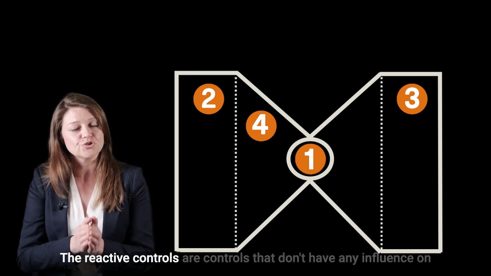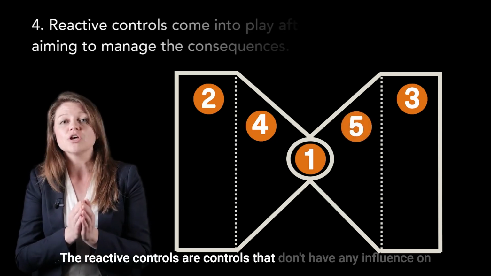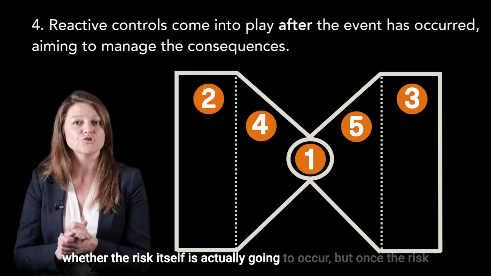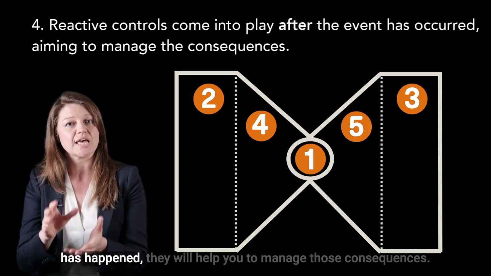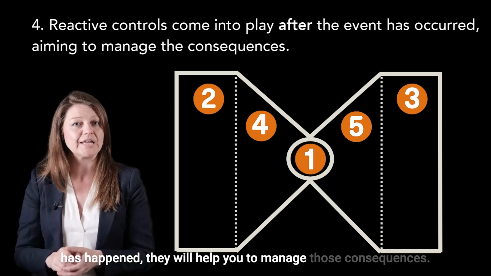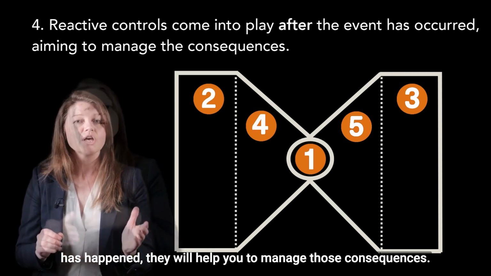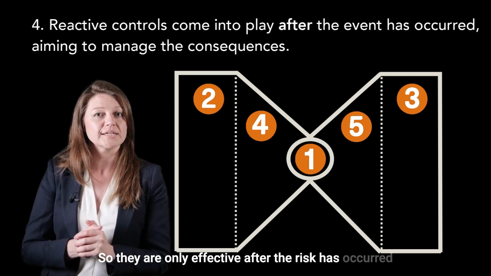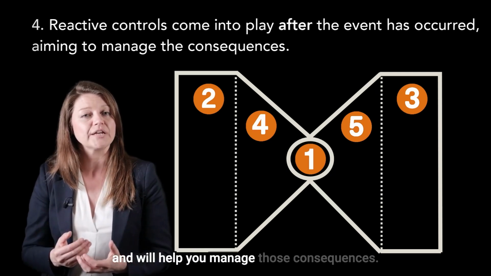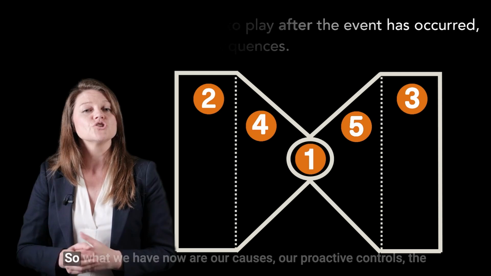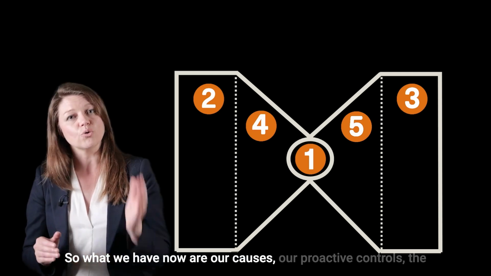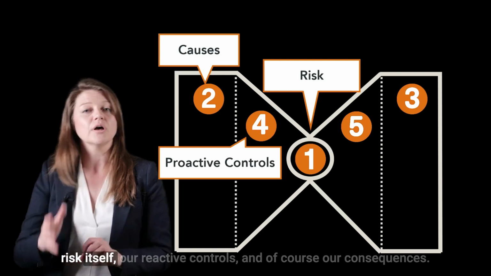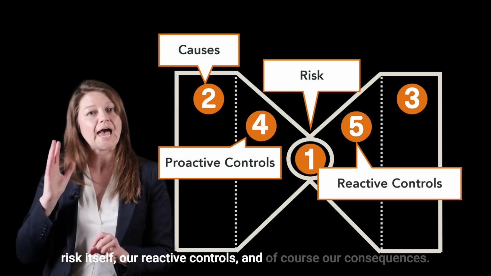The reactive controls are controls that don't have any inference on whether the risk itself is actually going to occur, but once the risk has happened, they will help you to manage those consequences. So they are only effective after the risk has occurred and will help you manage those consequences. So what we have now are our causes, our proactive controls, the risk itself, our reactive controls, and of course our consequences.